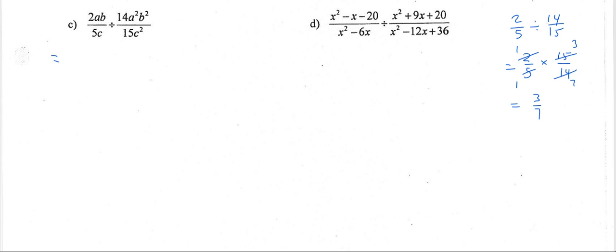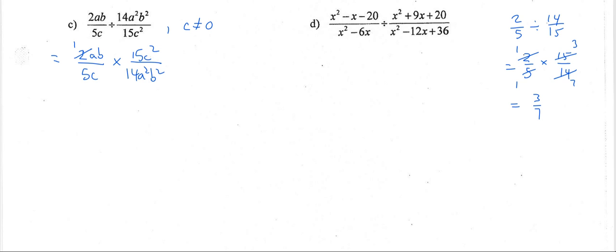We can actually see, before I do anything, that there's a restriction that c cannot equal 0. I got that restriction already, because it's in both fractions. So now that I've written the restriction, I can start reducing. Since neither of these fractions can be reduced right now, I can go right to multiplying by the reciprocal. So multiply by 15c squared over 14a squared b squared, and now I can start reducing.